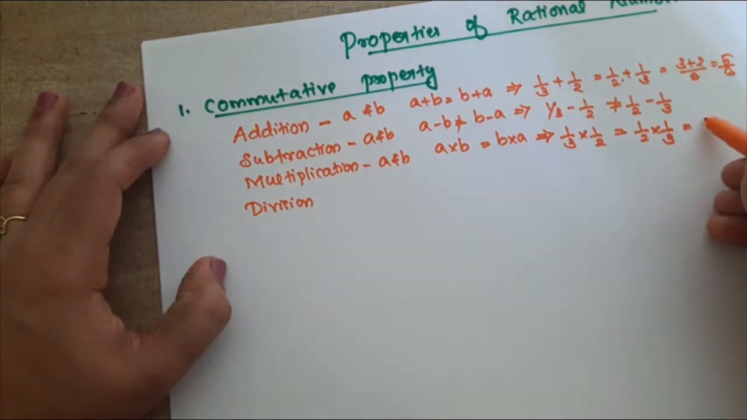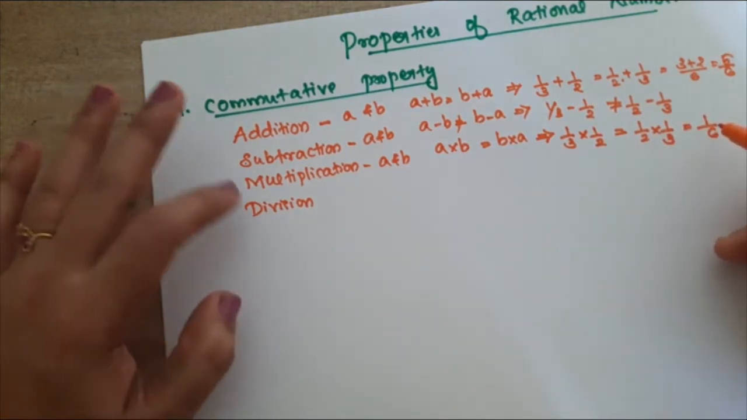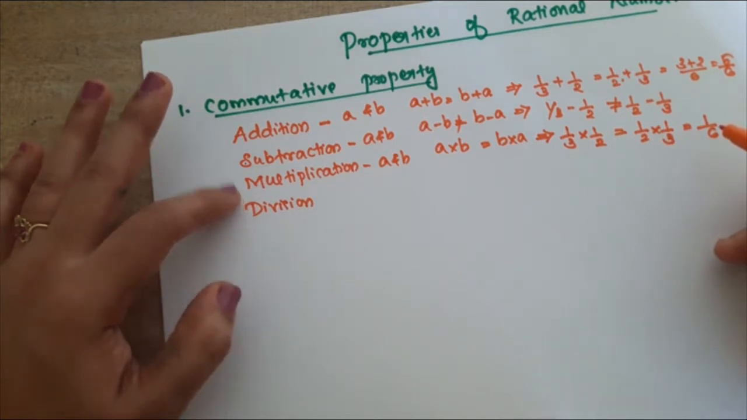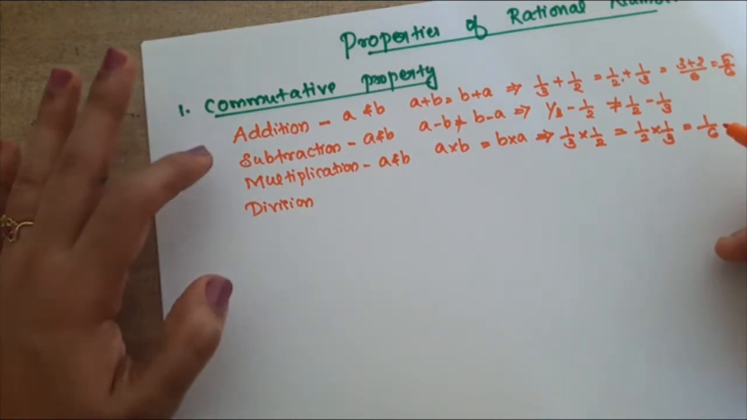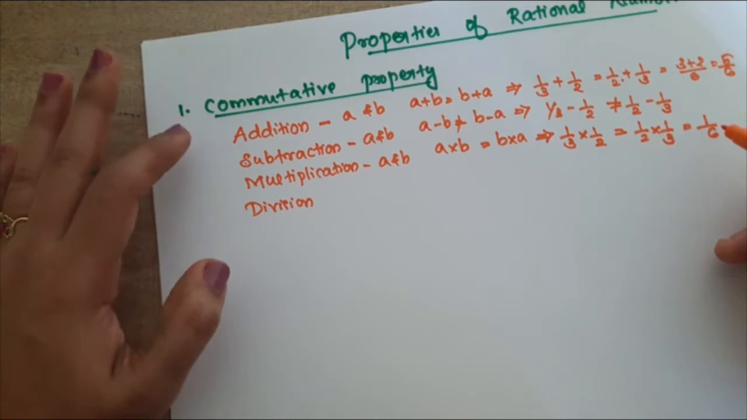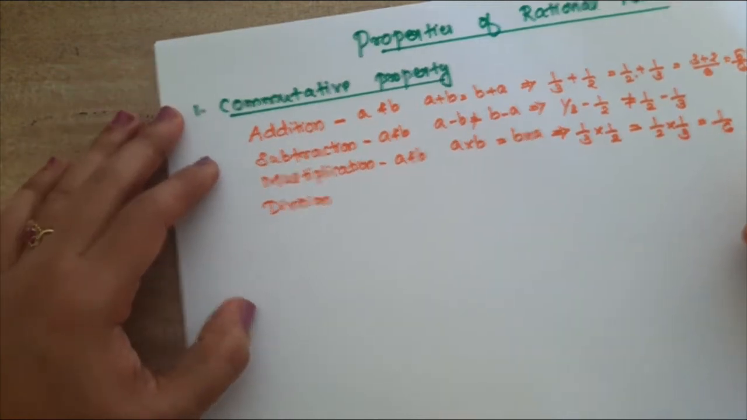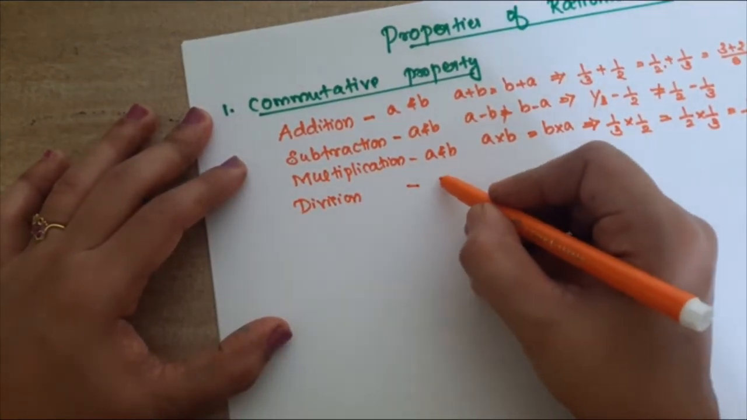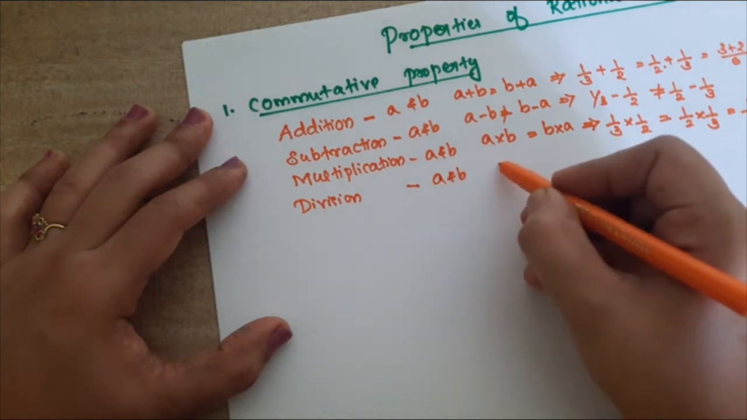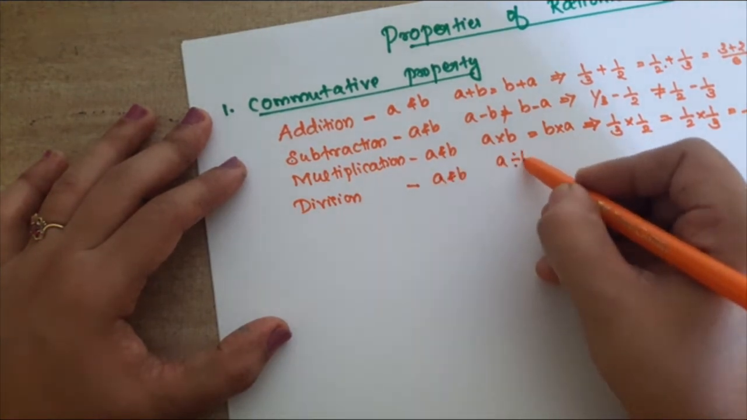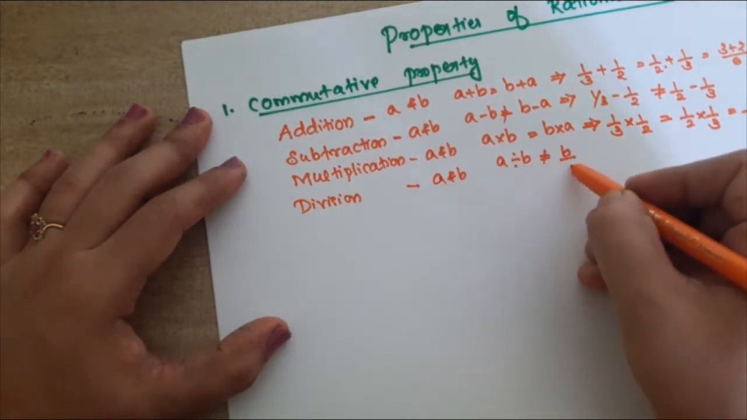That is it. What is the answer? 1 by 6. Both have the same answer. So multiplication obeys the commutative property for rational numbers. Then what about division? A and b are the two numbers. a by b is not equal to b by a.